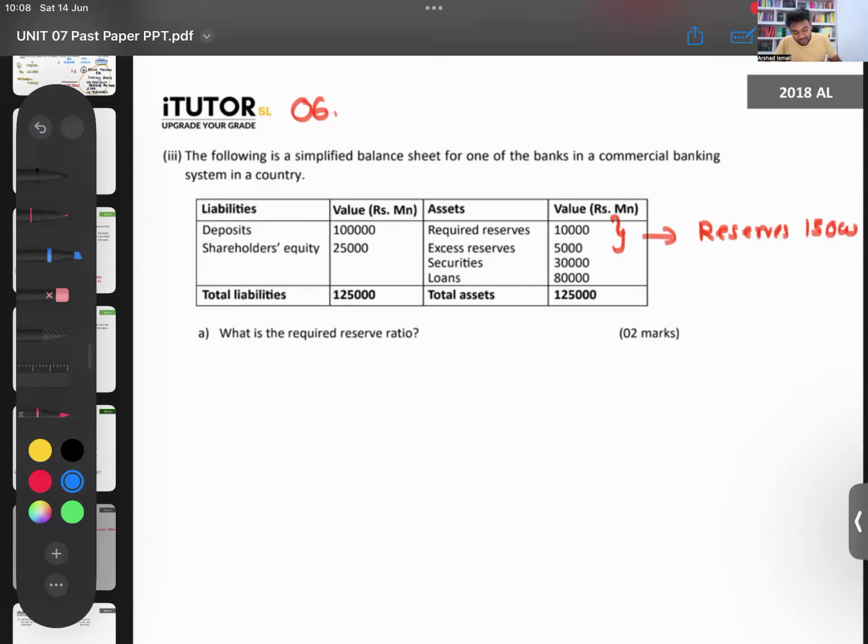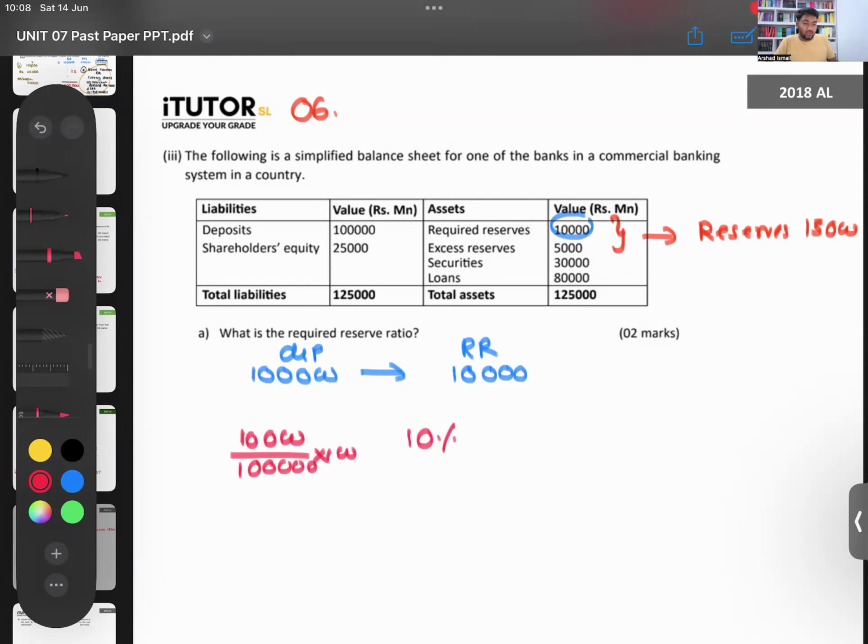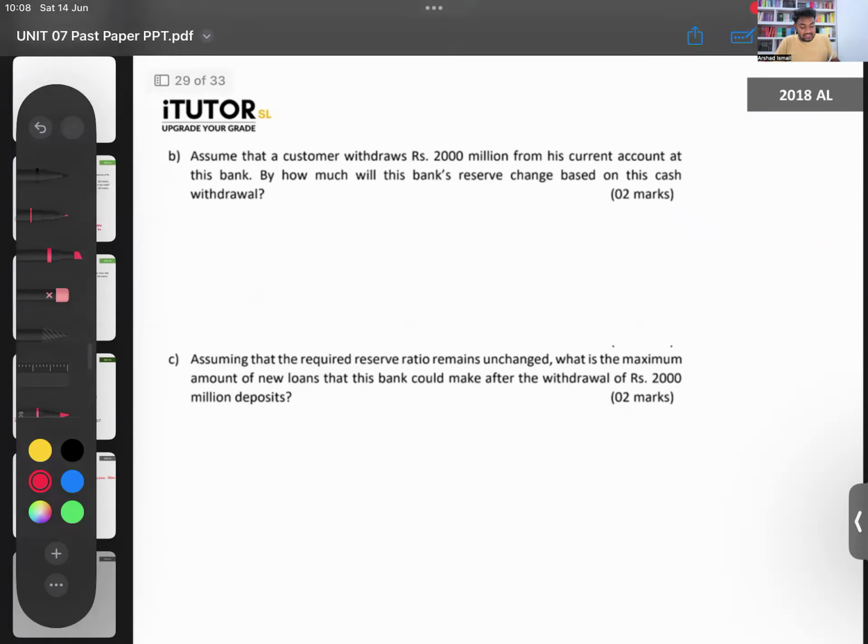Now you have deposits of 100,000. From your deposits of 100,000, you have kept 10,000 as required reserves. That means, what is the percentage you have kept? 10,000 out of 100,000. You don't have to do all of it, but what's the percentage there? That's 10% that you have kept. That is the answer to part A. The RRR is 10%.